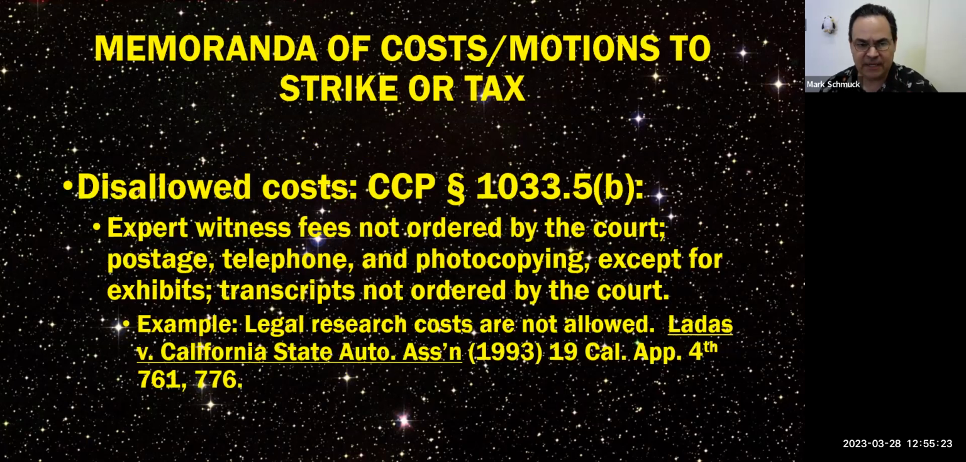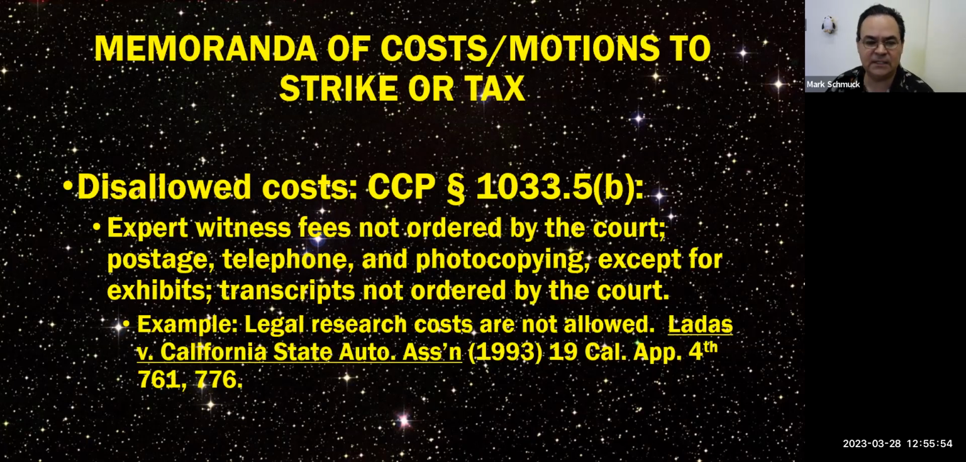Disallowed costs, CCP 1033.5B. Some examples: expert witness fees not ordered by the court under Evidence Code Section 730. Postage, telephone, photocopying, except for photocopying exhibits, transcripts not ordered by the court. Another example, under the Lattice case, legal research costs are not allowed to be recovered as costs under a memorandum of costs.